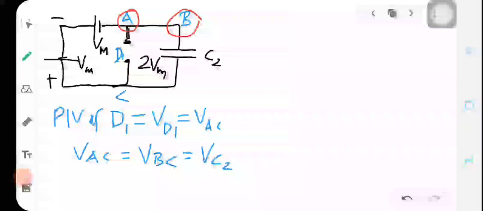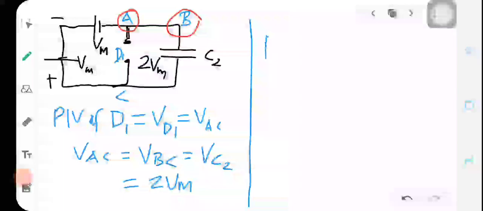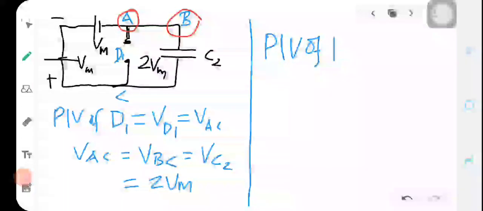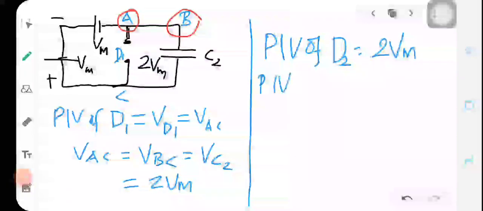Across BC the second capacitor C2 is connected, which will have a charge of voltage 2 Vm. So again V equal to Vc2 is 2 Vm. So the peak inverse voltage of D2 is obtained as 2 Vm, and the peak inverse voltage of D1 is also obtained as 2 Vm. So this is the way we can calculate the peak inverse voltage. Okay, thank you.